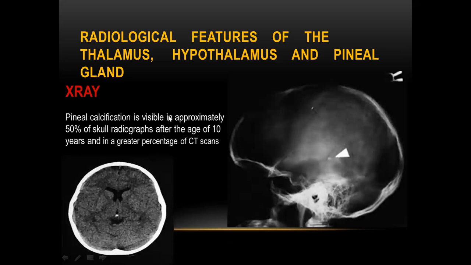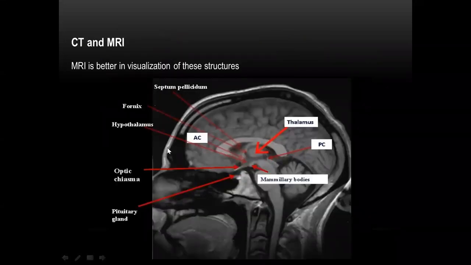Now we talk about the radiology of the thalamus, hypothalamus, and pineal gland. The X-ray shows us a calcification. The pineal gland is one of the most common sites of intracranial calcification, especially after the age of 10 years. About 50% of skull radiographs show the calcification, but this percentage increases with CT scan. You will see more calcification of the pineal gland by CT scan. MRI is better in visualization of this structure than CT.